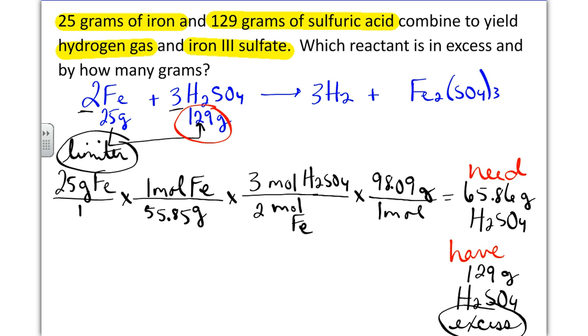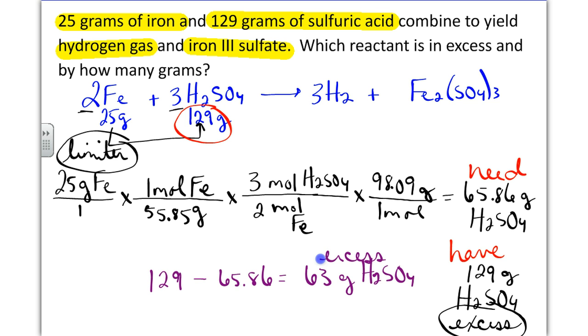So now I want to determine by how much this is in excess. So I'll just compare. If I have 129 minus how much I need, which is 65.86 grams, my leftovers is going to be, after sig figs, 63 grams of excess sulfuric acid. So that's the amount that does not get used up in this reaction.